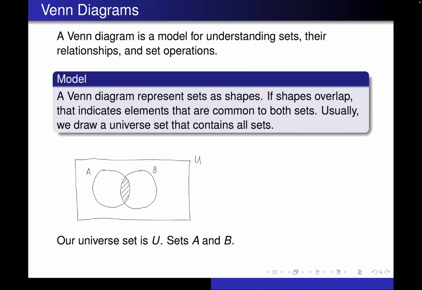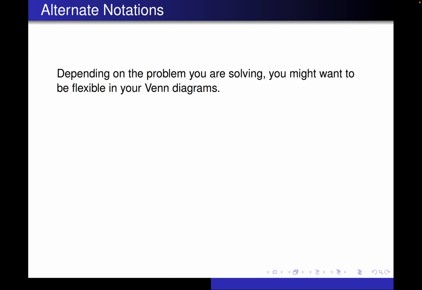Notice that we have this little shaded area in that common area between A and B. That shaded area represents the elements that are both in A and in B. So those elements are in A, those elements are in B as well. Anything outside that shaded area is not going to be in both A and B. They're going to be one or the other, or if they're outside of the circles altogether, they'll be in U but not in A and B.